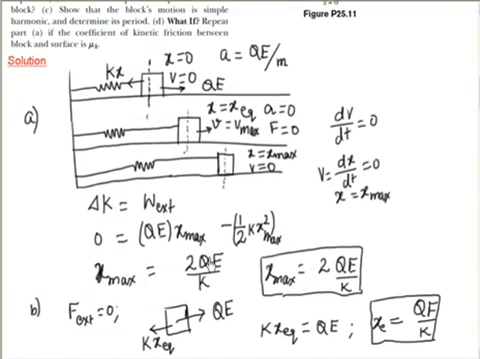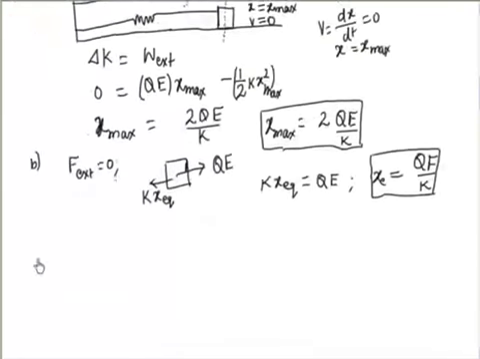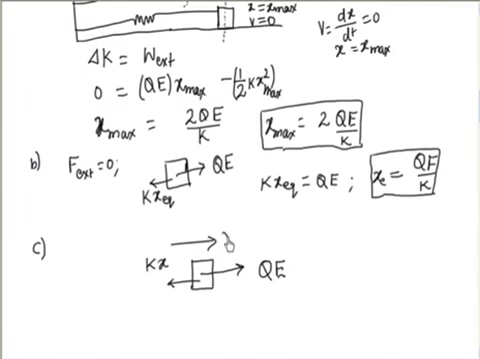Show that the block motion is simple harmonic and determine its period. So now let us show the motion is simple harmonic and find the time period. This is a slightly interesting part. So you see, what are the forces acting on the block? This is the block. On this block there is a force acting in this direction, QE, that is a constant force. In this direction there is a force acting, that is KX, and X is on this side.